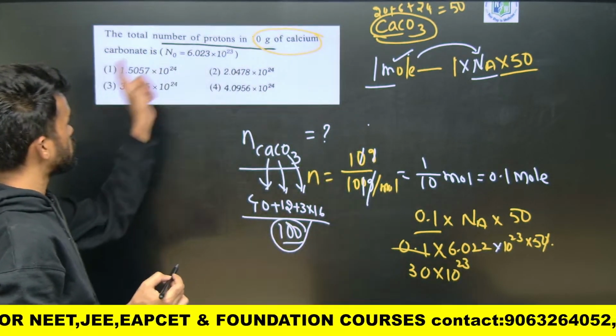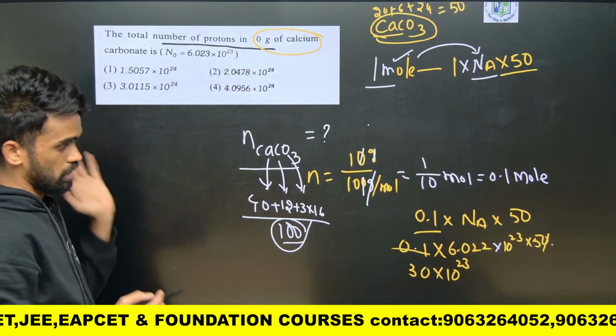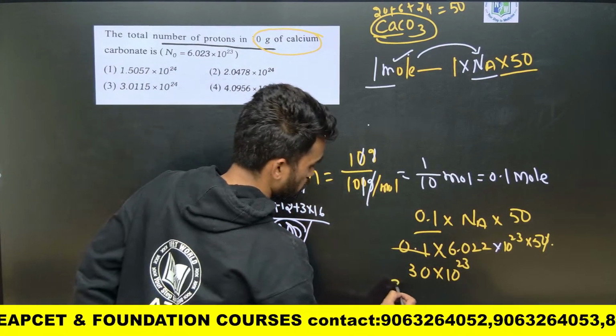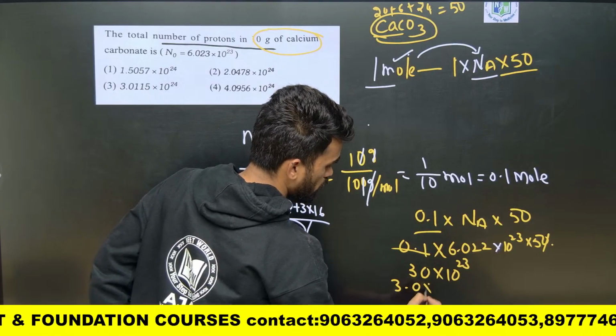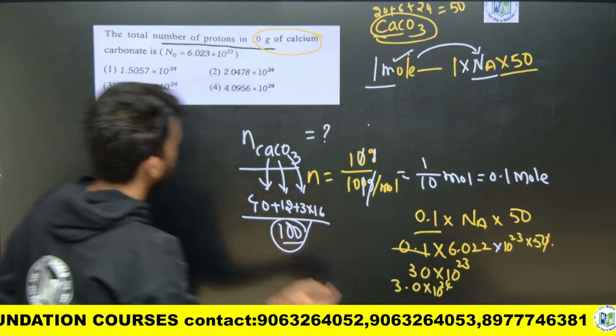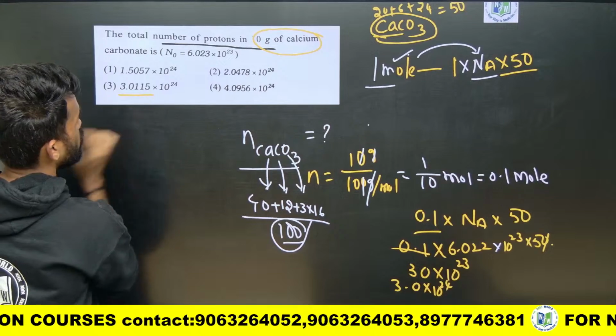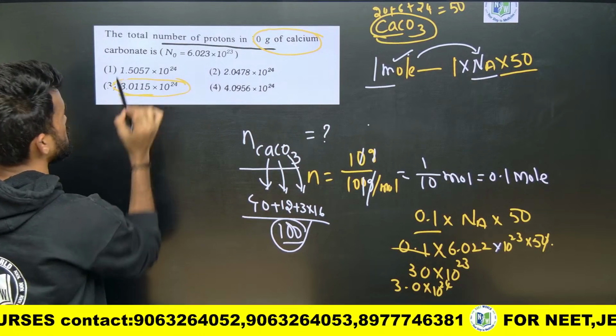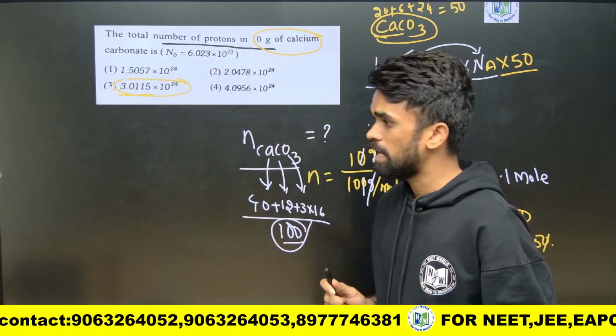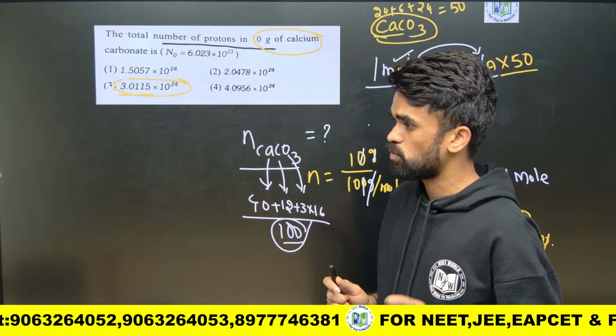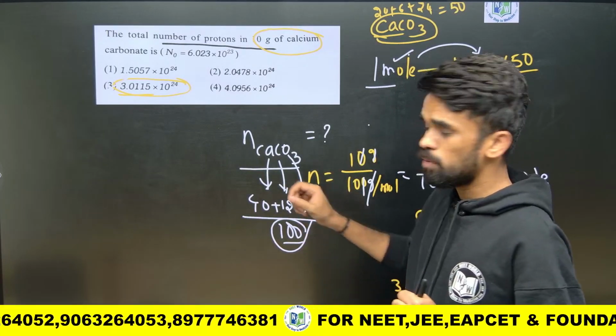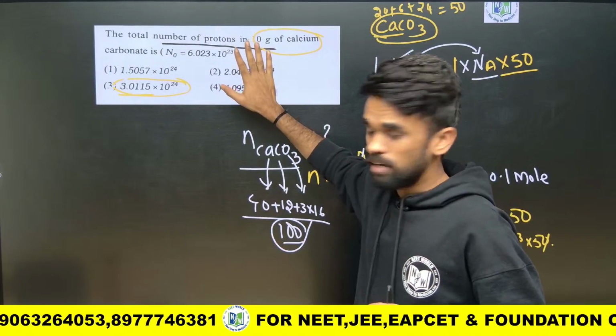Similar to this, do we have any option like that? We need to check. There is an option like this: 3.0 into 10 power 24 we can also write. Yes, see, 3.0115 into 10 power 24. Yes, this is our option. I hope it is clear how easily we are solving this kind of questions. I hope you really understood this question.